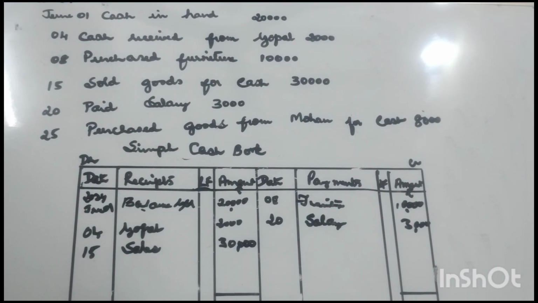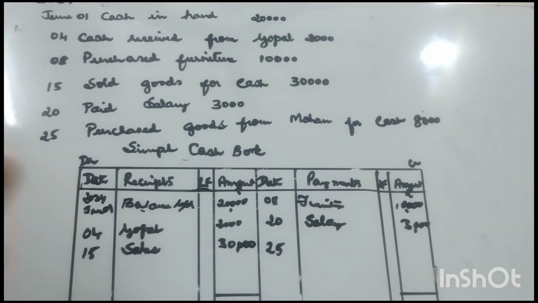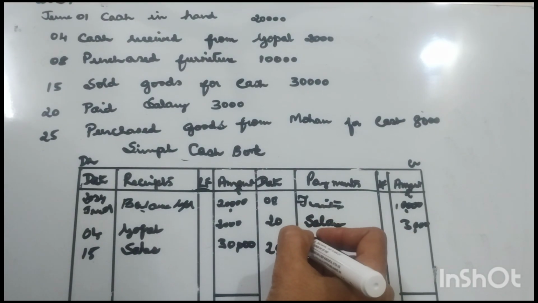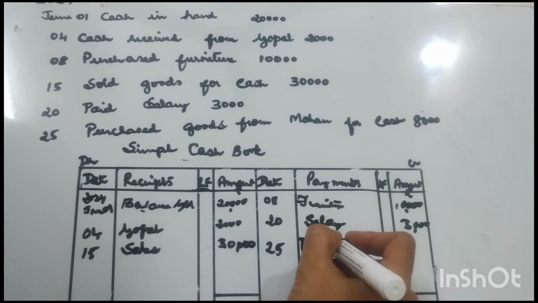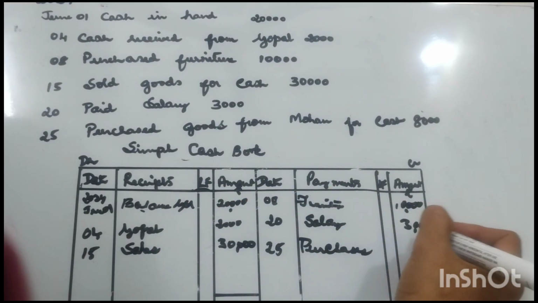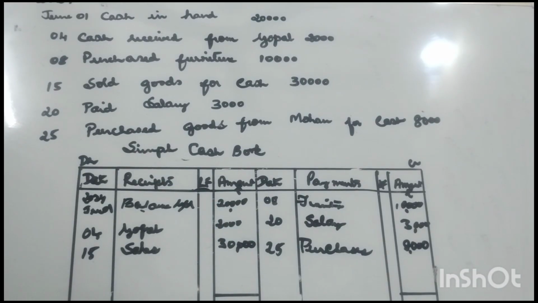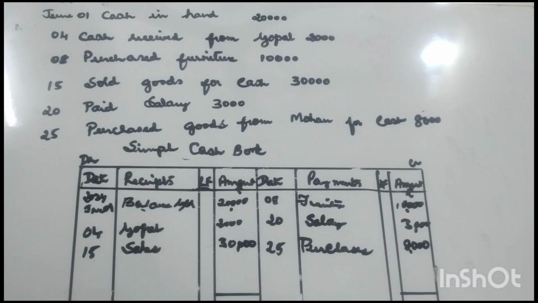Next, purchased goods from Mohan for cash. Once again, write the date as 25. Purchased goods from Mohan. So purchase account has to be credited worth rupees 8000. So goods are purchased for 8000. So these are various transactions.